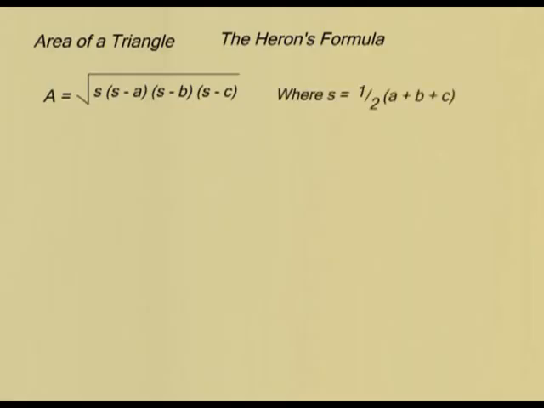Another formula, the Heron's formula. Sometimes you could have all the 3 sides of a triangle but not a single angle. But you can still calculate and find the area of that triangle using Heron's formula. For a triangle with sides a, b, and c, area is equal to the square root of s into s minus a times s minus b times s minus c, where s is half the perimeter of the triangle. That is, s is equal to a half a plus b plus c.